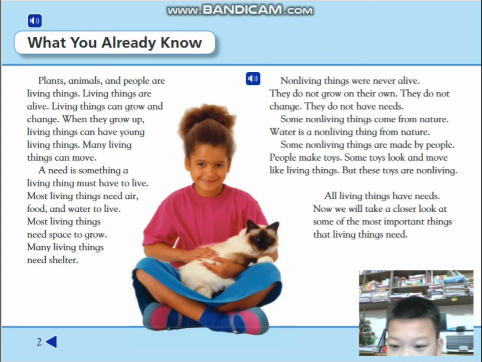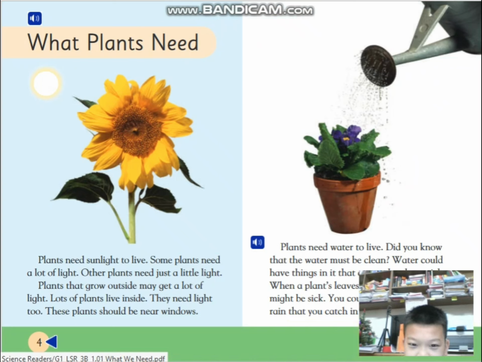Now we take a closer look at some of the most important things that living things need. We're going to explore more about living things. First, we're going to take a closer look at what plants need. So here are flowers, and flowers are plants, and plants are living things. Plants need sunlight to live.